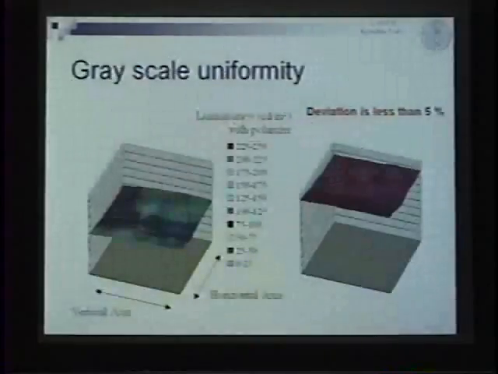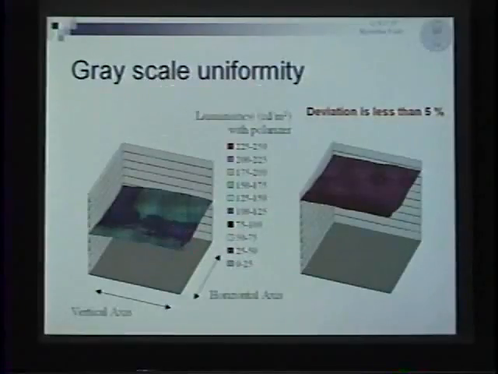Yes, next please. And this graphic shows grayscale uniformity. We measured the uniformity at two half levels. So the deviation is less than 5%, very uniform. And this is the long range, distance range.